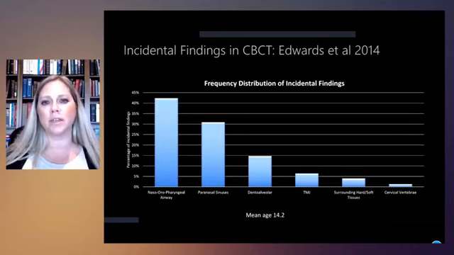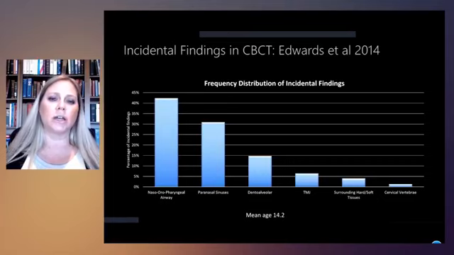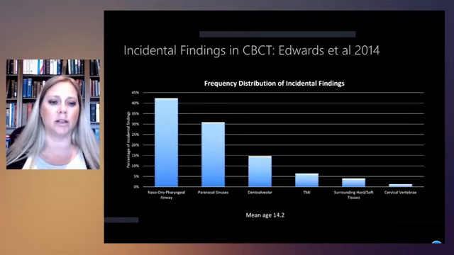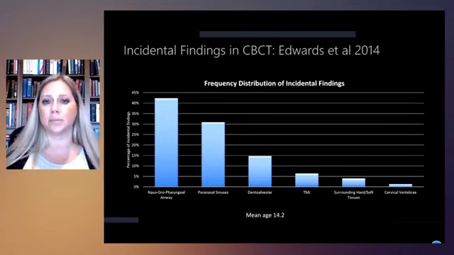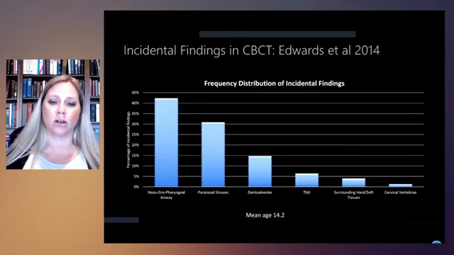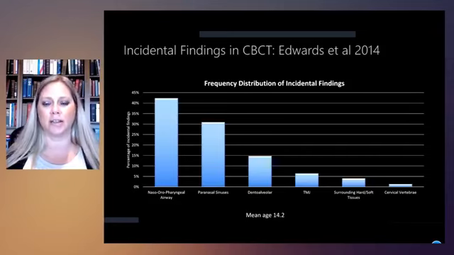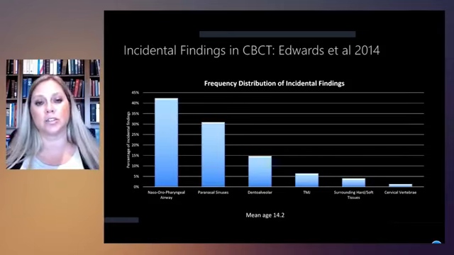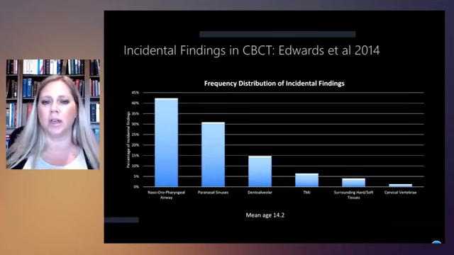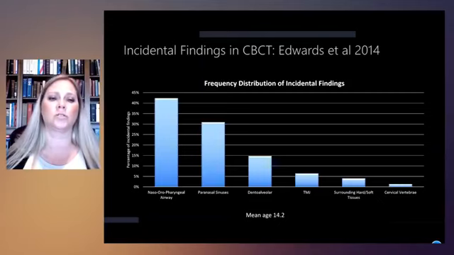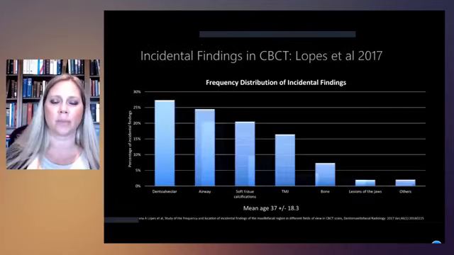And what we found with the younger population is we see the majority of incidental findings are within the nasopharyngeal airway space. Followed by the paranasal sinuses, dental alveolar, TMJ, and surrounding hard tissues, and then finally the cervical vertebra. But the majority in our younger population is going to be something with the airway space. Maybe we have a constricted airway space due to enlarged tonsils or that sort of thing. And so that's our younger population.